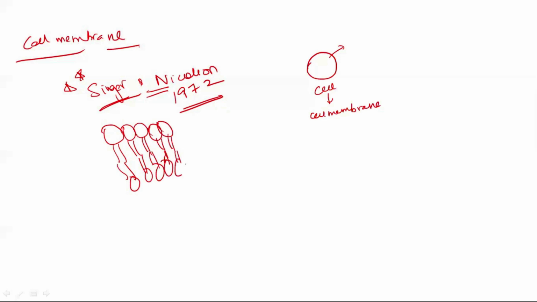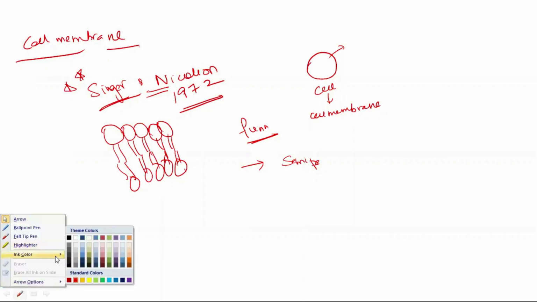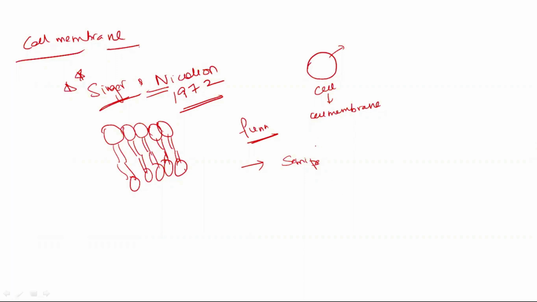Now, the main function of the cell membrane is to be a barrier, keeping the constituents of the cell in and making sure that unwanted substances do not get in. So we can say that the cell membrane is semi-permeable in nature. What does that mean? It means it only allows a few things to pass through and does not allow others.